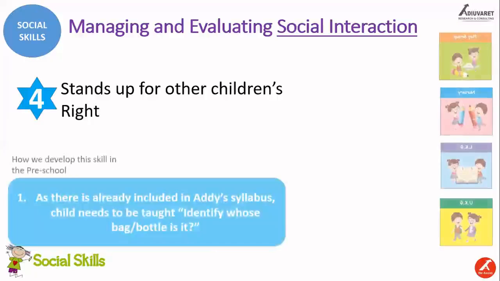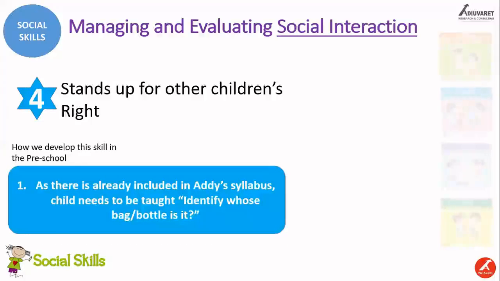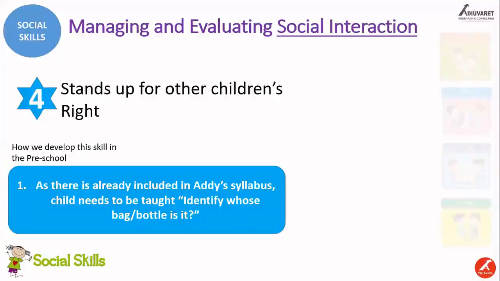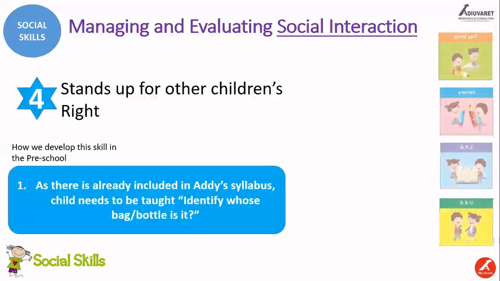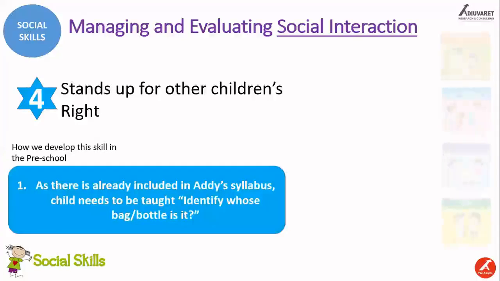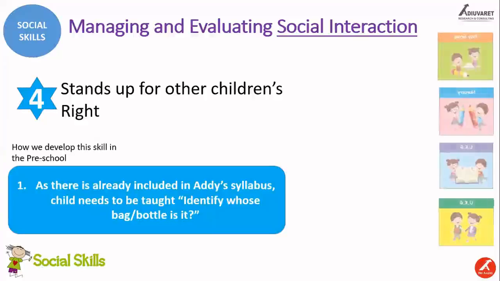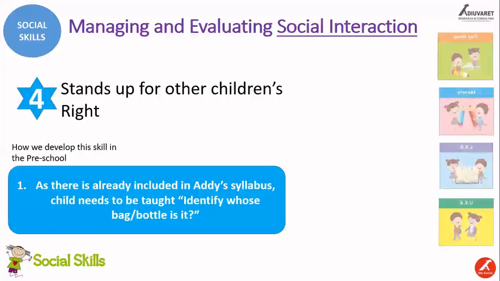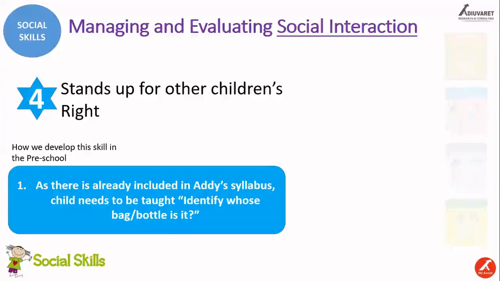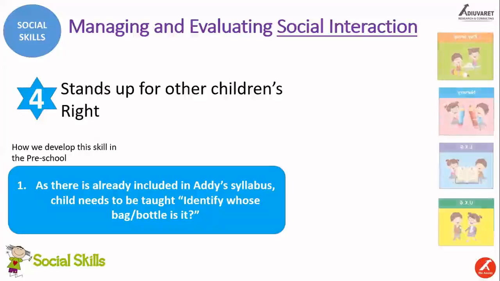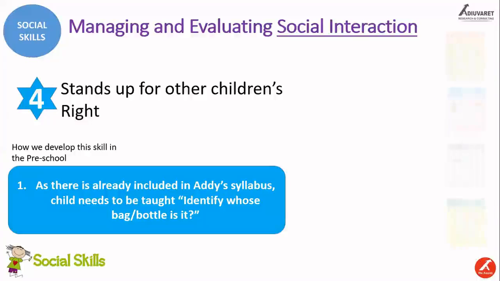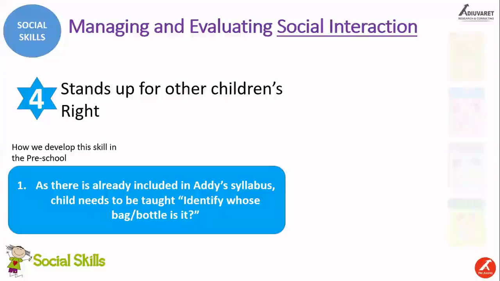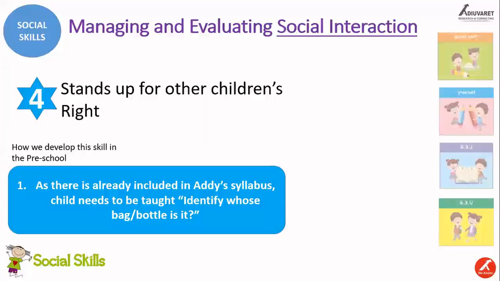So how are we going to do this? As is already included in Adi's syllabus, the child needs to be taught to identify whose bag or bottle it is. This can be done in school. The teachers may initiate one activity, just pick up one bottle or bag, saying, whose bag is it? So the child may identify, oh, this is the bag of so and so, this is the bottle of so and so. The moment they say that, it shows the object belongs to that person.